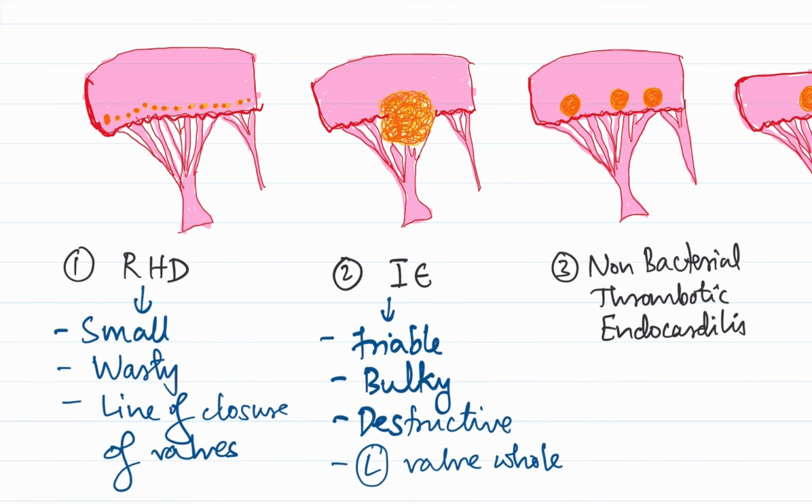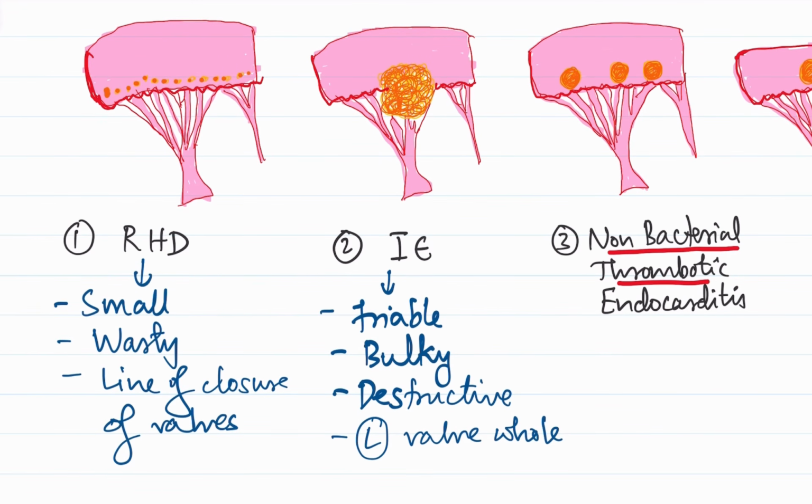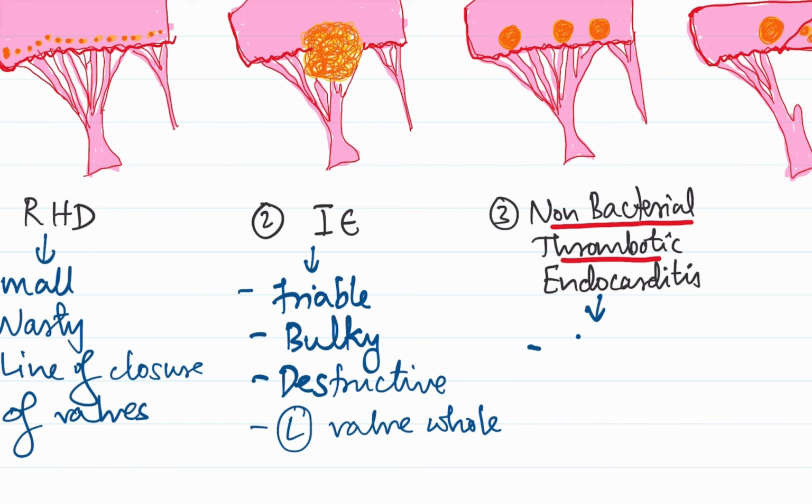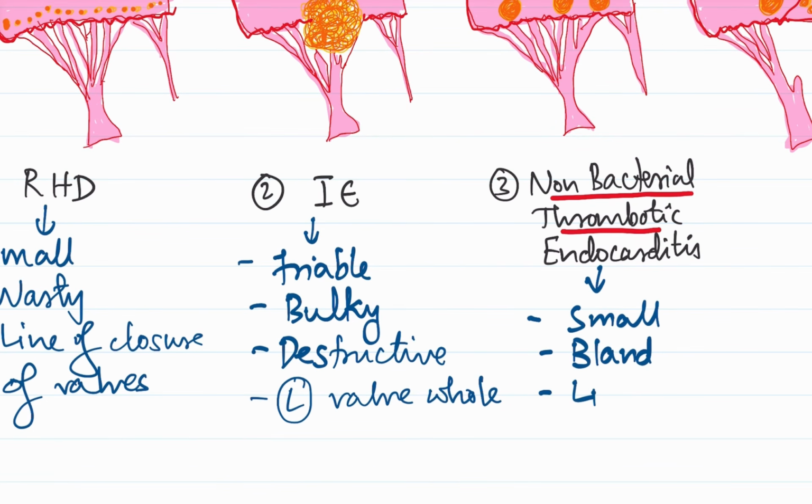The third one, here we have a condition that is known as non-bacterial thrombotic endocarditis, NBTE. So as the term suggests, it's non-bacterial. So a sterile thrombotic vegetation is found. It's usually seen in hypercoagulable states, right, where a thrombotic predisposition is seen. Now, what are the features? The vegetations are usually small in size, they are bland in nature, and they are attached to the line of closure of valves.